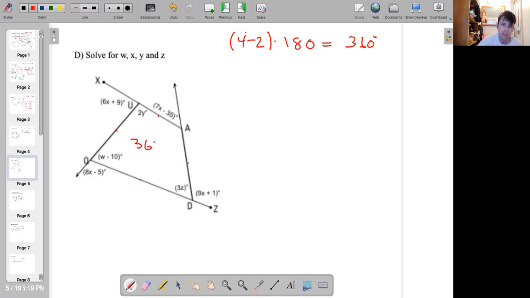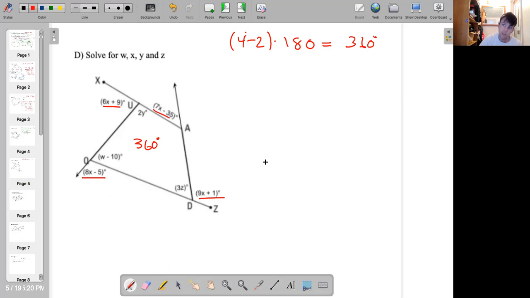That's worth thinking about. But the interior angles, when I look at them here, they're all different variables, right? We got a W, we got a Z, we got a Y, all kinds of different variables here. So the interior angles aren't really going to work for us. But when we look at the exterior angles, all of those are in terms of X.